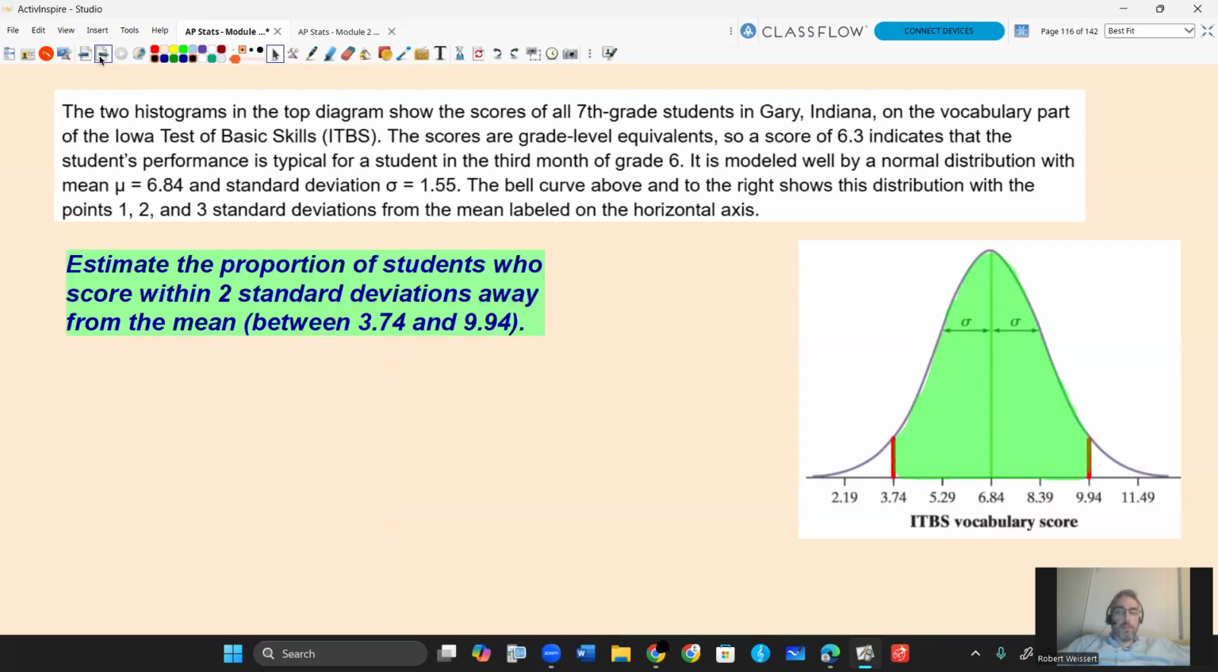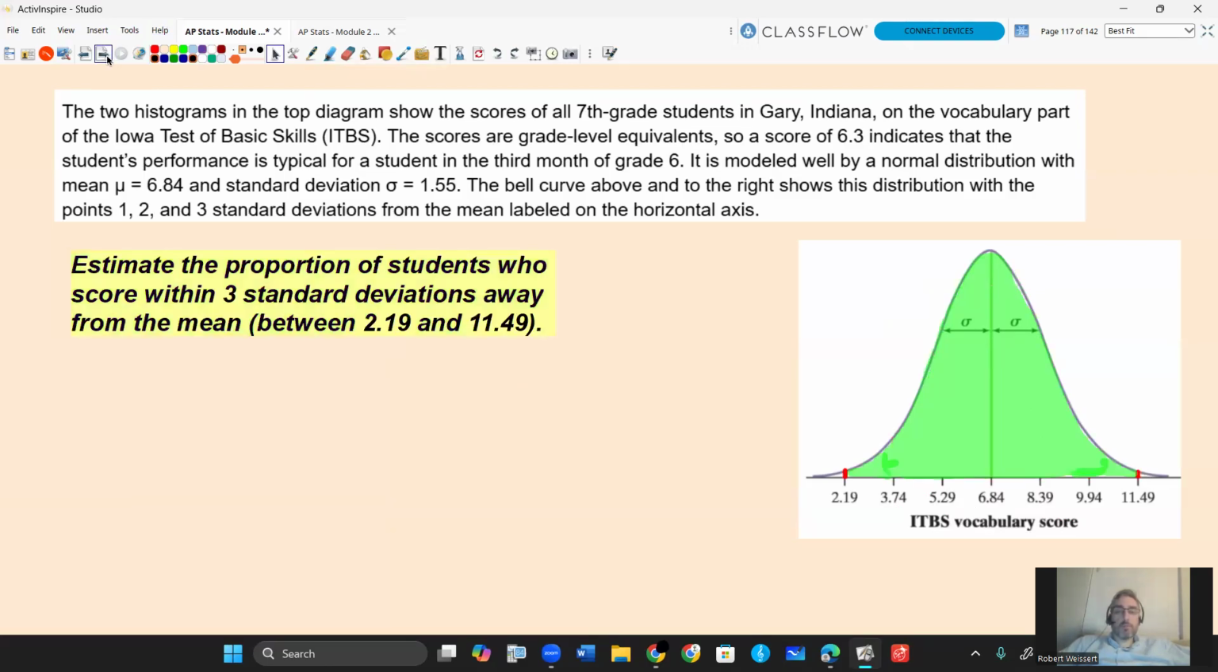What about 2 standard deviations away? So between 3.74 and 9.94. It's a lot more, maybe 90%, 85%. Take a guess. What about 3 standard deviations away? In fact, that's almost all of it. There's a little portion left undone. What percent is that? Not really sure, maybe 1% or less, but most of your data is contained within 3 standard deviations.